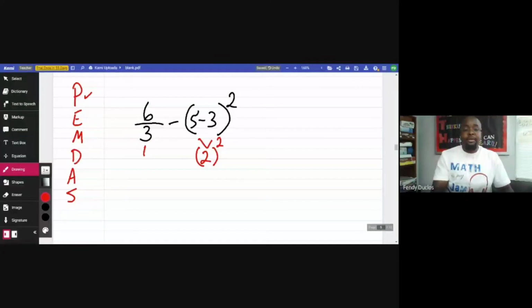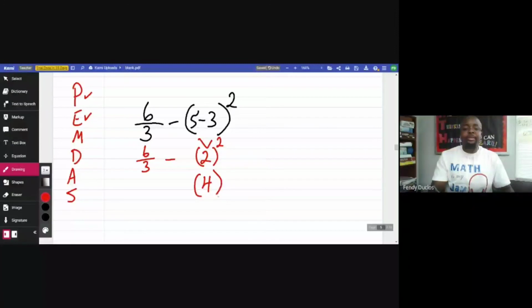Okay, so I have 6/3 minus 2 squared. Now, all I did was bring the rest of that stuff down. Now, I also have an exponent. Okay, and if you don't understand exponents, go back to our previous video that deals with exponents, and you guys can see how to do exponents. So I have here 2 squared. 2 squared is equivalent to 2 times 2, and we know that 2 times 2 is 4.